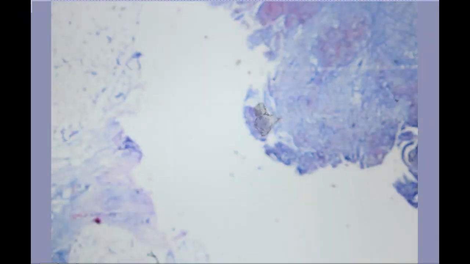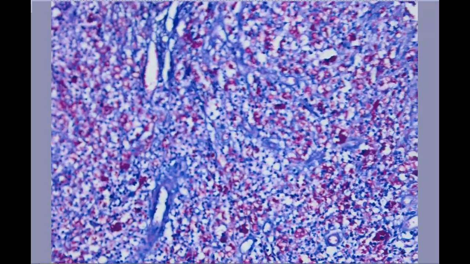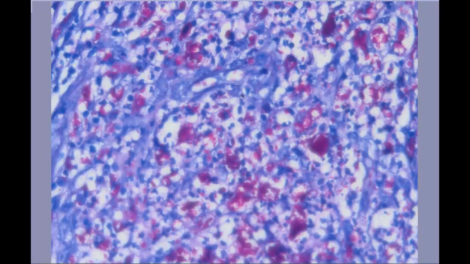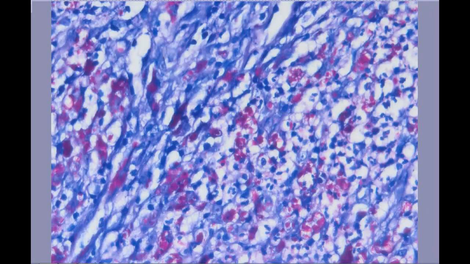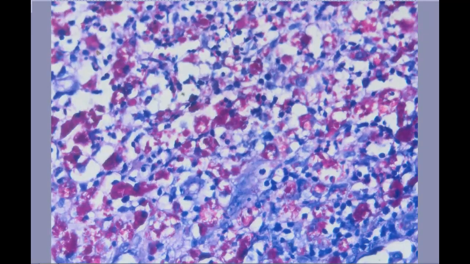So when we looked at the bug stains, PAS and silver stains were negative, but with the acid-fast stain, we saw that these macrophages were actually stuffed with bacilli. I'll zoom in. You can see that there's acid-fast bacilli within the cytoplasm of these histiocytes. So the diagnosis is BCG-related histiocytosis, because this baby had a history of BCG vaccination, which in our country babies receive at about 2 months of age.